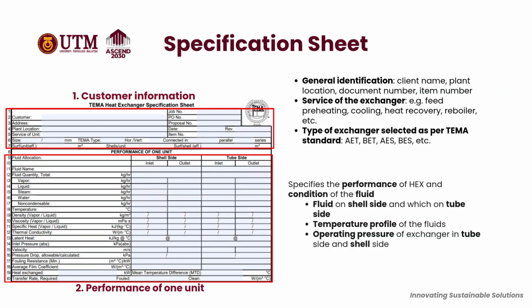For the first part, customer information, it is where general information such as customer or client name, plant location, the unit service, and others are recorded. Next, for performance of one unit, this part specifies the performance of the heat exchanger and the condition of the fluid that will pass through the heat exchanger. This information includes the type of fluid passing through, temperature profile of the fluid, operating pressure, and so on.